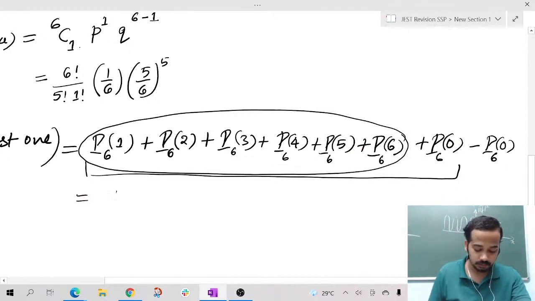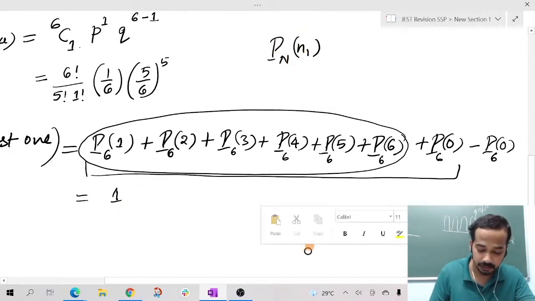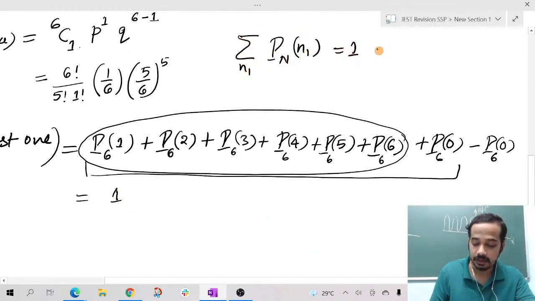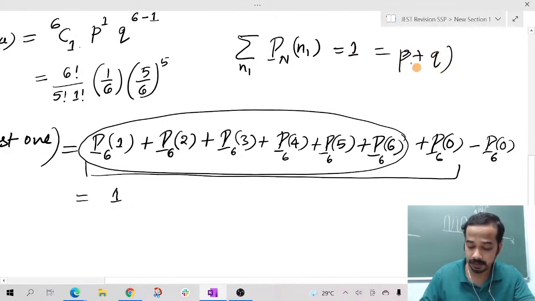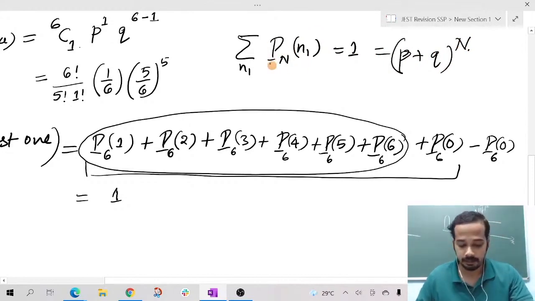That's why this can be written as 1, because in this binomial distribution, if you take the summation over n1, all possible n1, that should be equal to 1. That's actually equal to p plus q raised to n. Do you remember this one? This is how the word binomial came, am I right? These are the binomial terms, P n of n1, whatever we write. Now look at here.